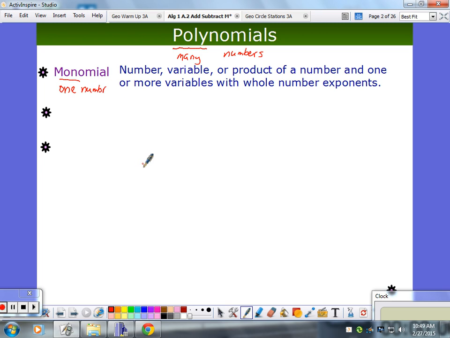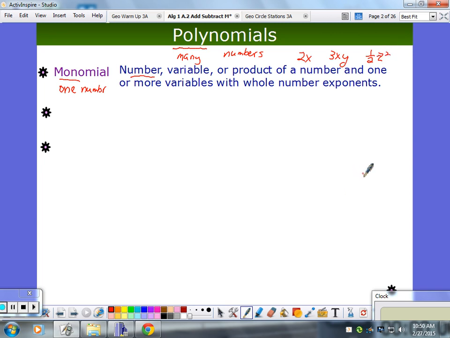Number, variable, or number, it basically means any sort of number that you get. Okay, all right. So any number, absolutely. 10, that's a monomial. Any variable, what would that be? Give me an example of a variable. X, Y. That's a monomial. Or a product of a number and one or more variables. So 2x, 3xy. How about 1/2 z squared?